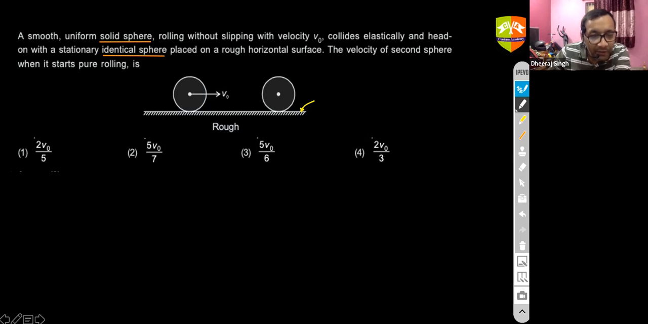Isn't it impulsive on the second sphere? No, it is not impulsive on the second sphere. The force of collision is this way, right? The first sphere comes and hits the other sphere this way. So this is the normal reaction between these two. So why friction has to be impulsive? The force of collision is horizontal.